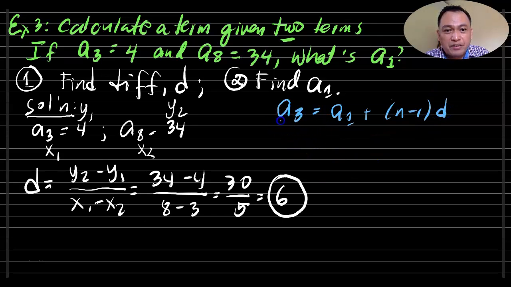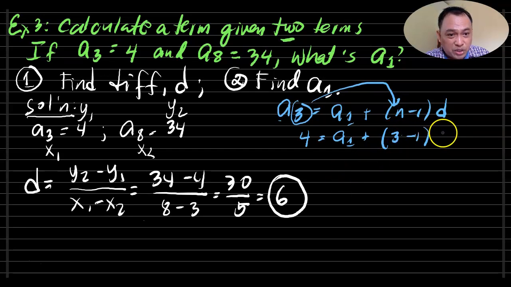Now, I know the value of a3. The value of my a3 is 4. My a1, do I know it? No. But do I know my n? Yes, your 3 in there. That n and that subscript are related. So that's going to be 3 minus 1 multiplied by your difference, which is 6. So 4 is equal to a1, which we still don't know, plus 3 minus 1, which is 2, times 6.